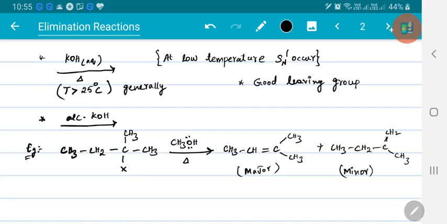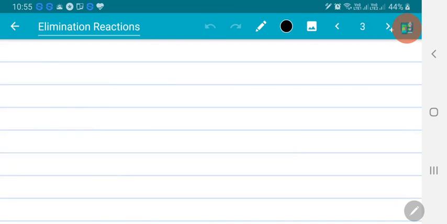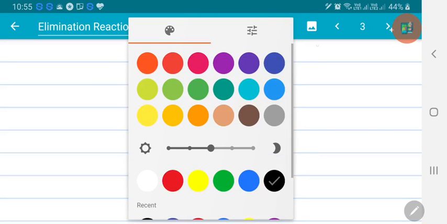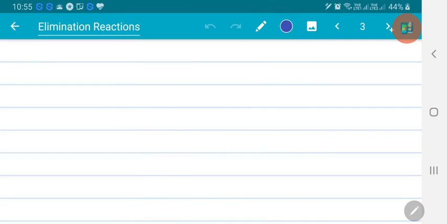Let us check the mechanism of it. If you see the mechanism of it, already we have seen that the mechanism follows two steps. Now coming to step 1.